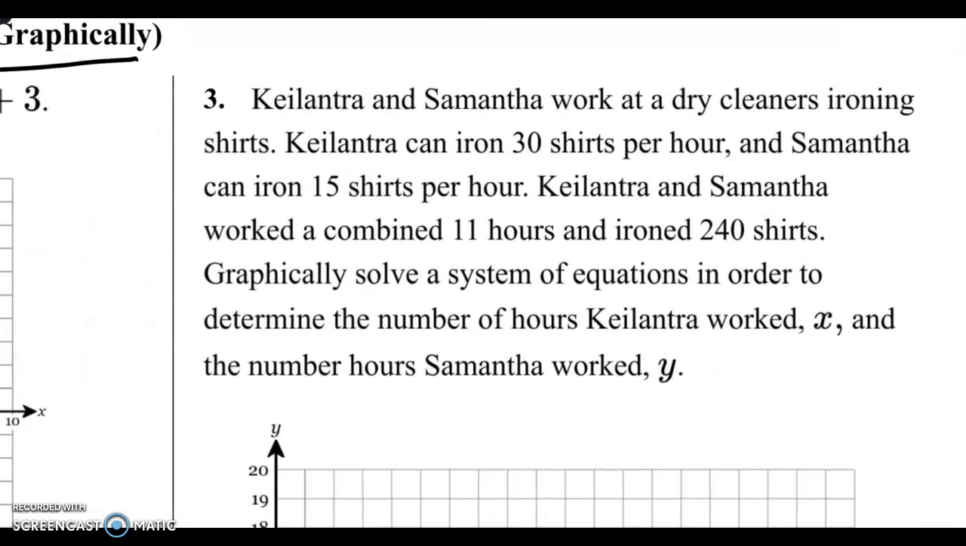Kaylantra and Samantha work at a dry cleaner ironing shirts. I'm going to call her Kay. She could iron 30 shirts per hour, and Samantha could iron 15 shirts per hour. Kay and Sam work a combined 11 hours and iron 240 shirts. Graphically solve a system of equations in order to determine the number of hours Kay worked, which is X, and the number of hours Sam worked, which is Y.